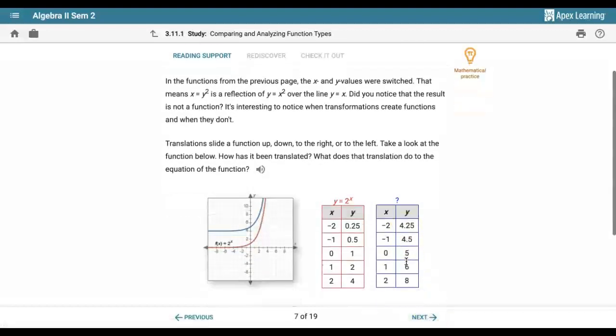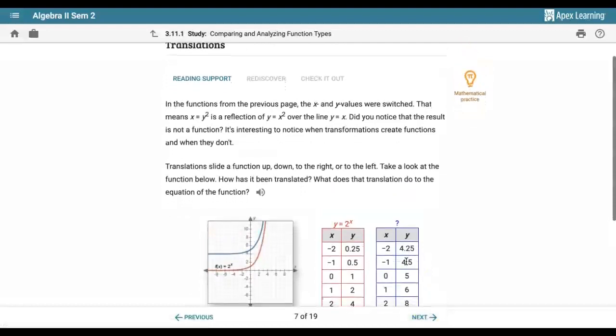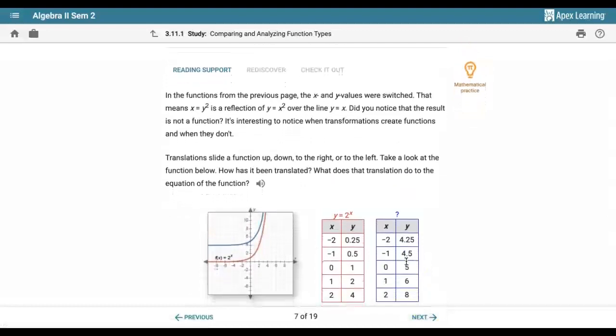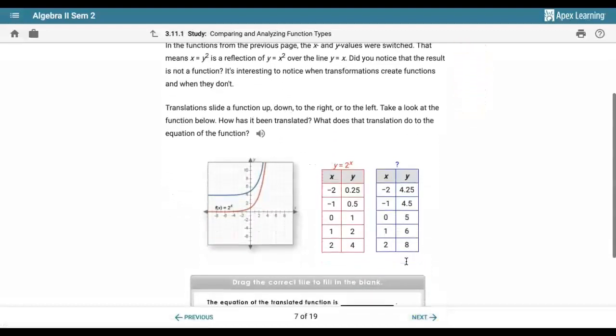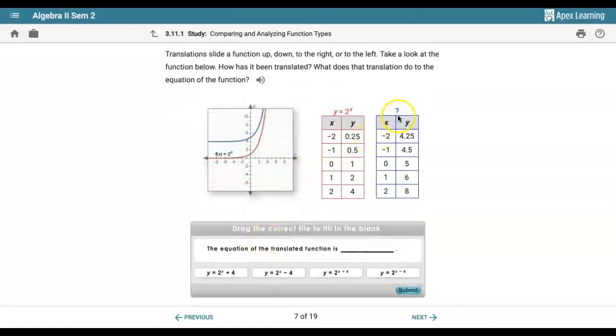Then we talked about translations. So if we look at this here, the parent functions are the same, and again, it looks like it was translated up. So this equation here would be 2x plus something. For me, it's a little bit more difficult to see how far we've moved up here, but it's very obvious when you look at the values here.